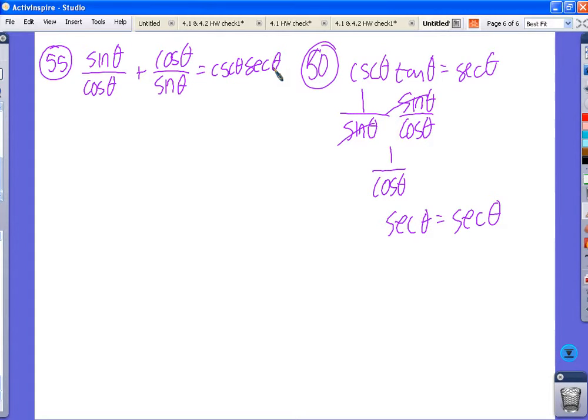Okay? So, what do we multiply this by to get our common denominator? 1 over, I don't know. Multiply this by sine, so sine over sine. So up here we get sine squared over sine cosine.